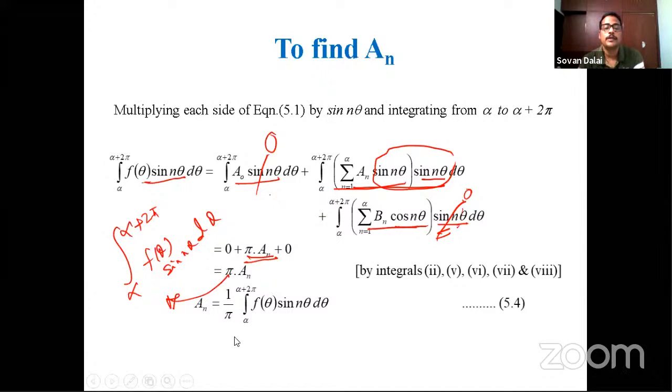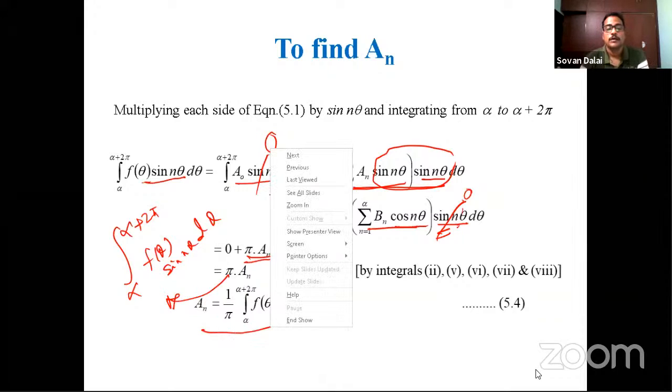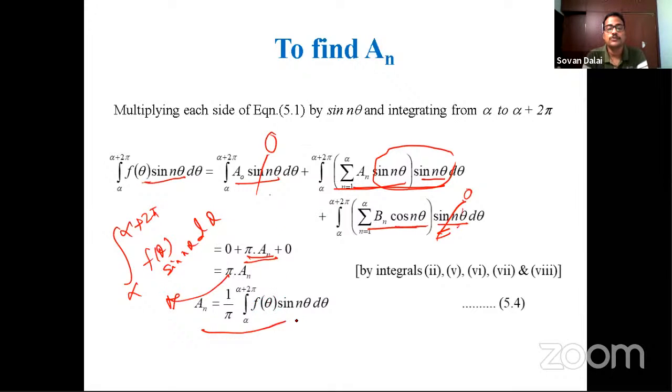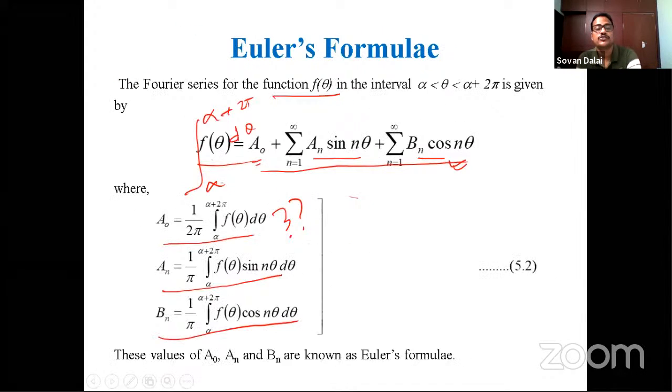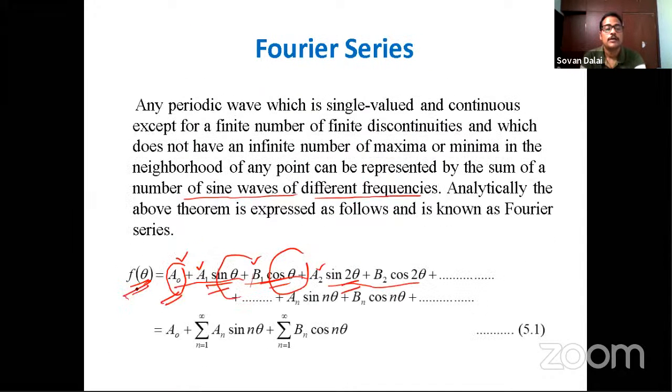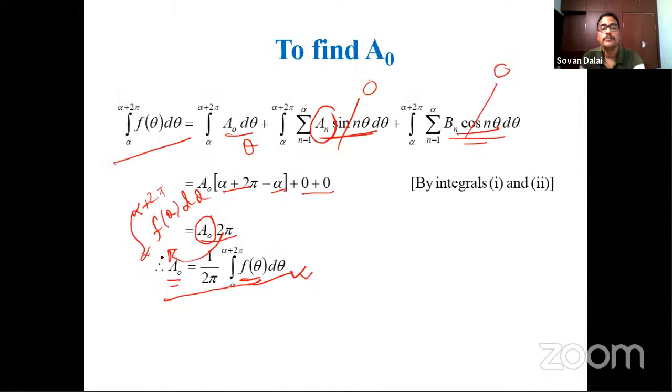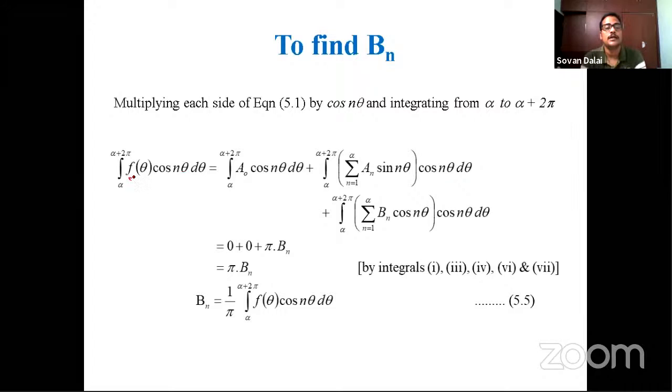Now you see, ultimately the formula for an is equal to 1 by π, integral from α to α+2π of f(θ) sin nθ dθ. Okay. Similarly, now our target is to find bn. So again we have to multiply the general formula f(θ) by cos nθ dθ, on both sides. If you multiply f(θ) by cos nθ dθ, every term on the right hand side is modified. So that side becomes a0 cos nθ dθ.